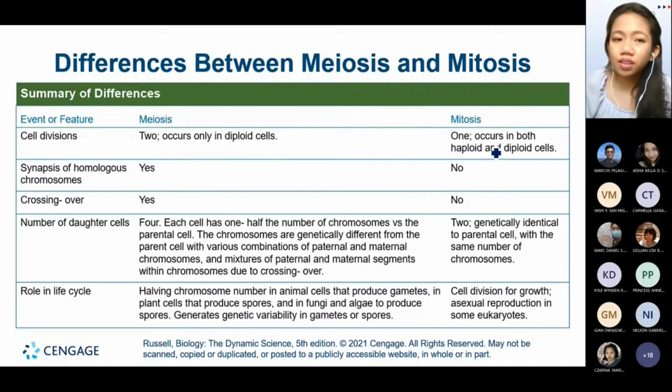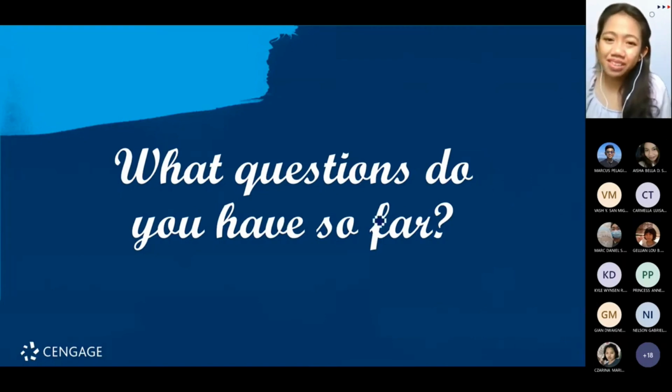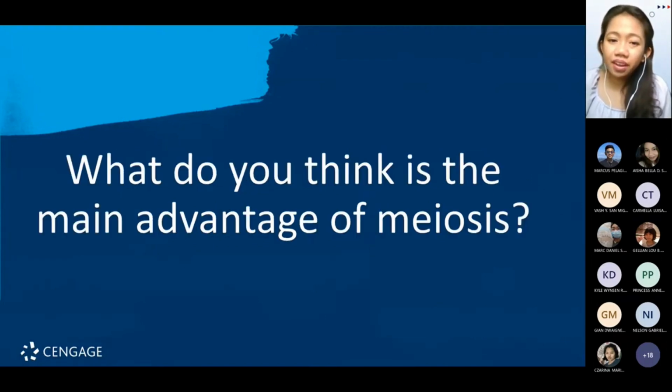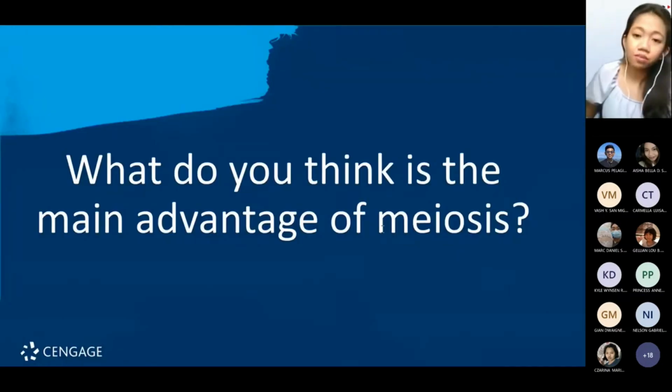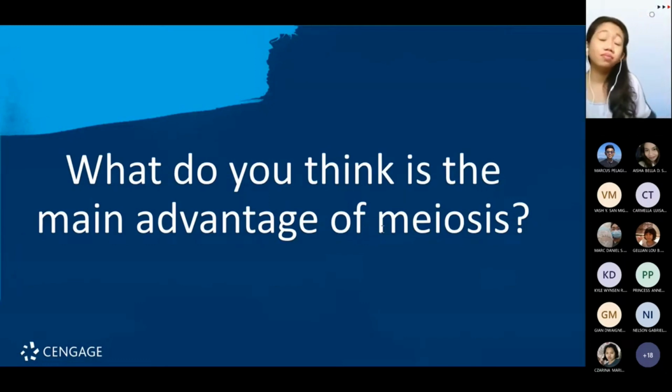Okay, so this slide shows us a summary of the differences between mitosis and meiosis. But I think we already went through this, so just read that kung nag-review na kayo. Madali naman yung meiosis. Okay, so magdagdag lang tayo ng question. Sige, let's give you a question. What do you think is the main advantage of meiosis? Bakit meron pang meiosis kung meron namang mitosis? Why is it important in terms of life?